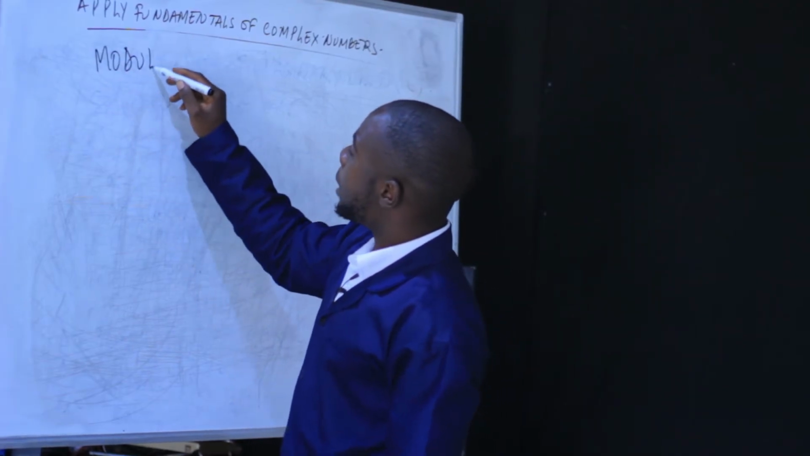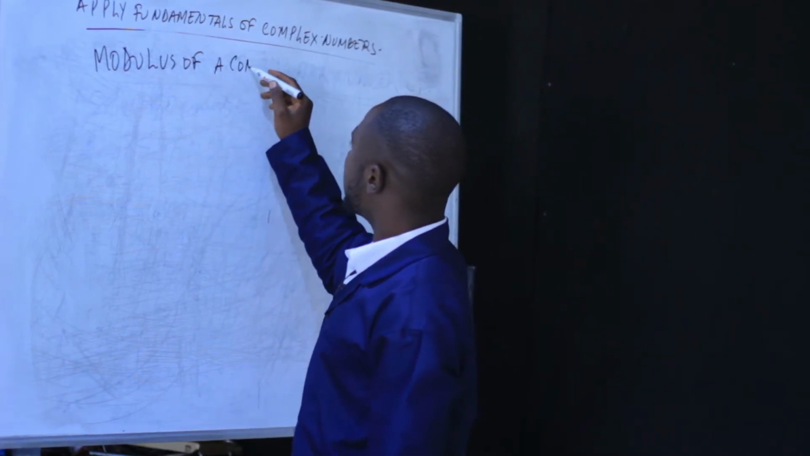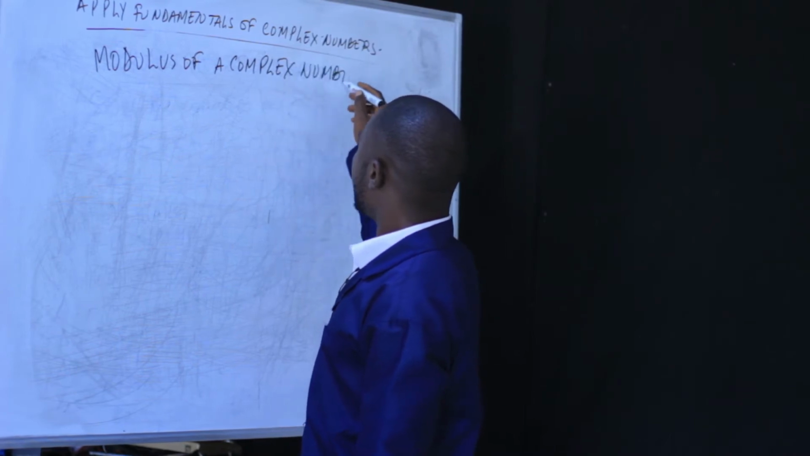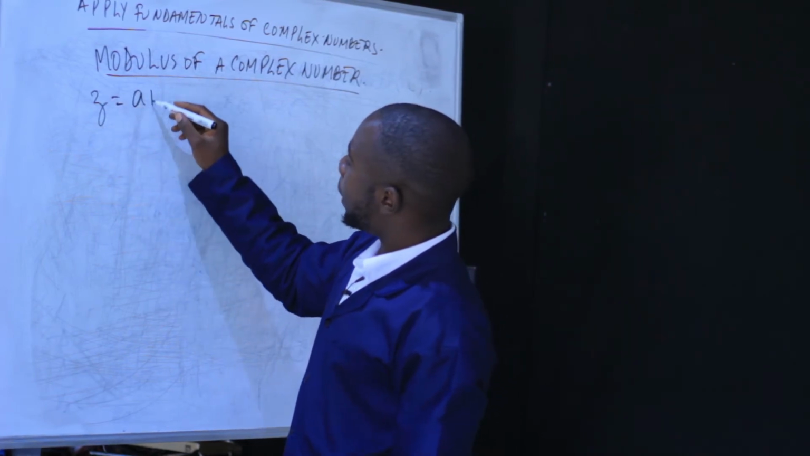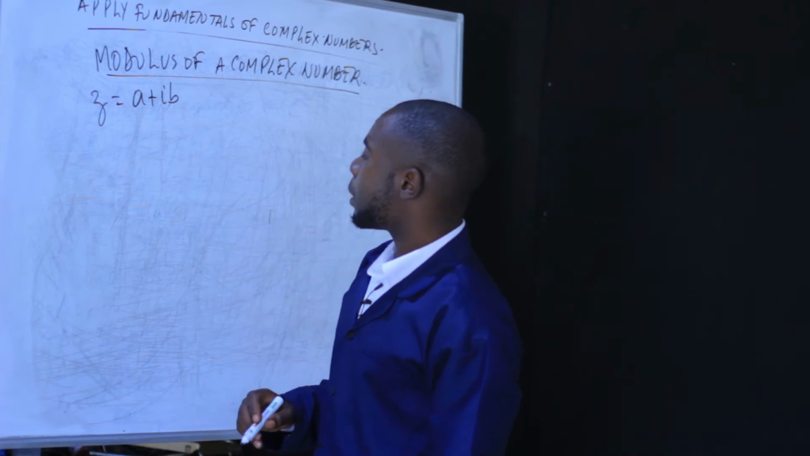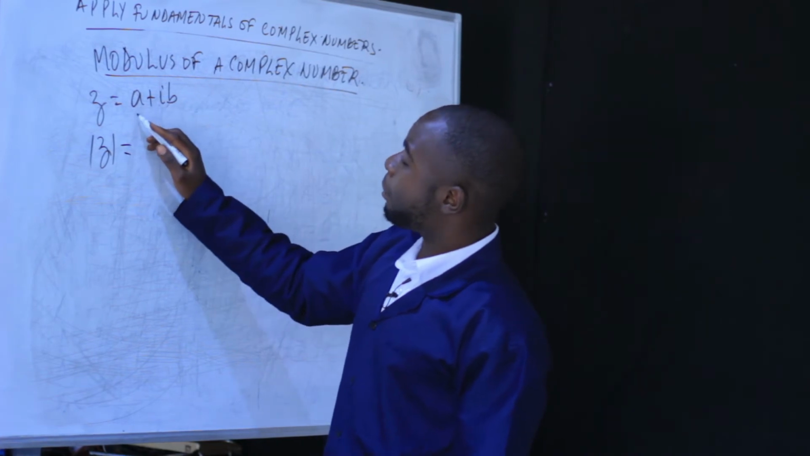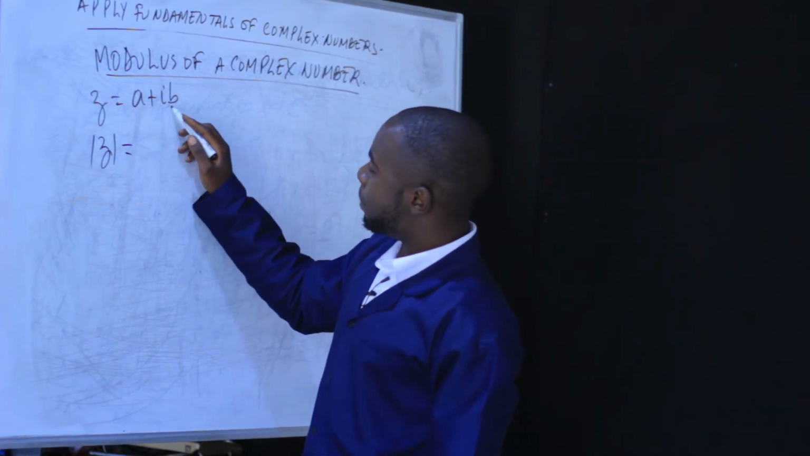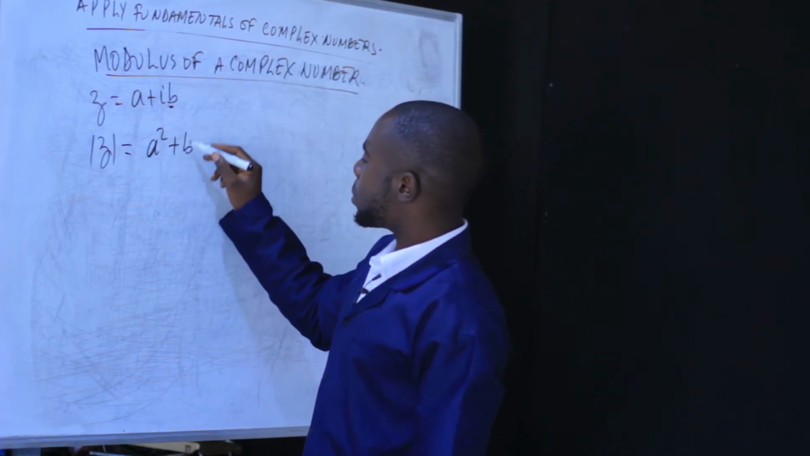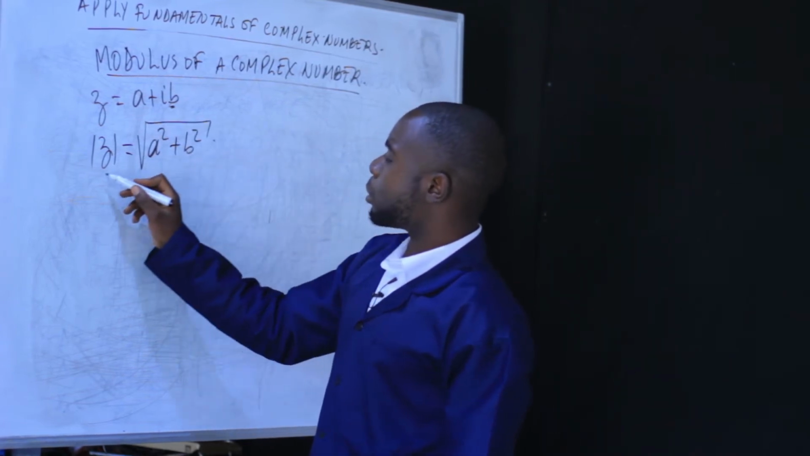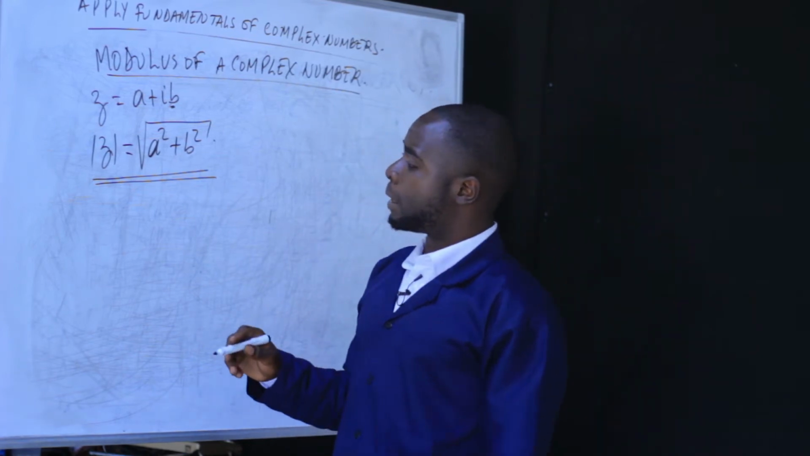Modulus of a complex number. Z equal to a plus ib. The modulus of Z is found by taking the real part squared plus the imaginary part squared, all in square root: the square root of a square plus b square. This is how we can calculate the modulus of a complex number.